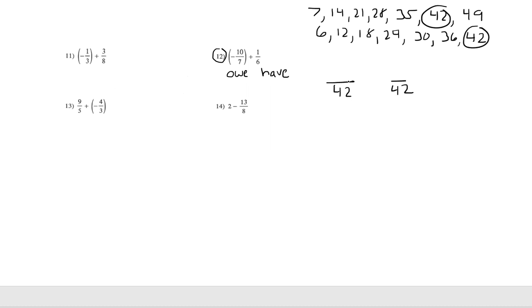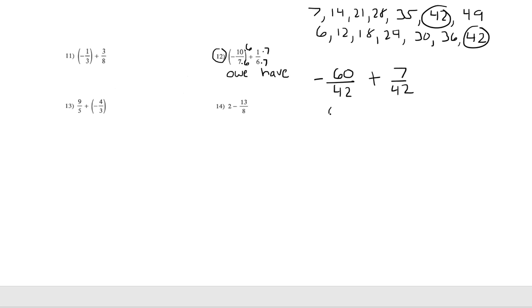So now we write equivalent fractions that have a denominator of 42. So to get from 7 to 42, we had to multiply by 6. So now we have to take 10, multiply by 6. So that, remember, is a negative 10 times 6, which is 60. Then we have our addition sign. And to get from 6 to 42, we had to multiply by 7. So 1 times 7 is 7.